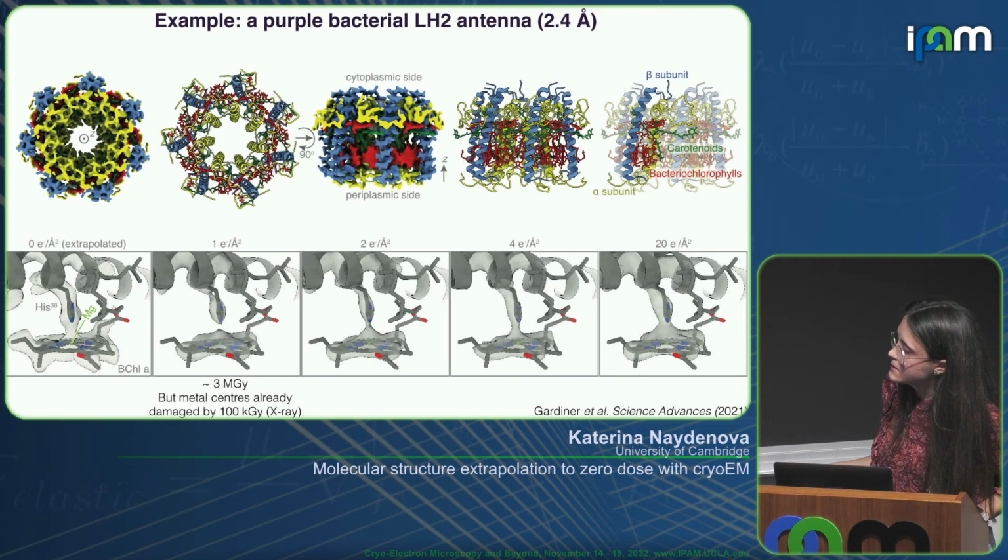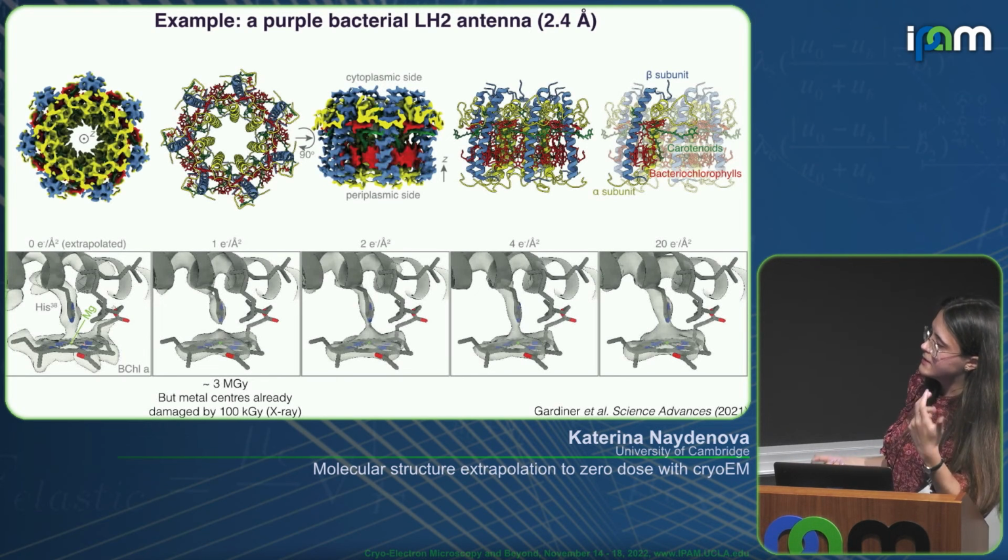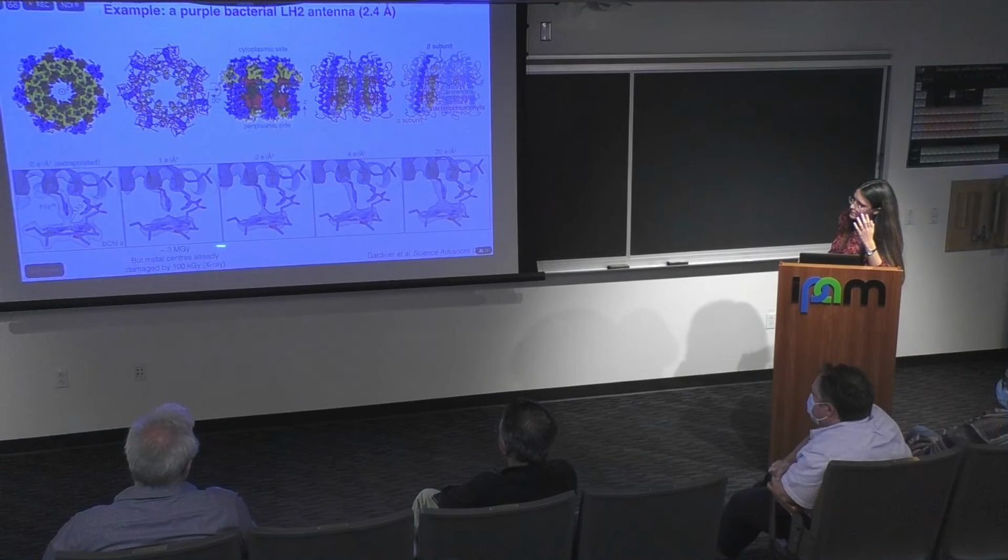And we've been able to extrapolate the map to the zero-dose fluence. However, this again highlights the limitation of the fluence fractionation of your data to begin with, because the dose in the first frame of our movie is already 1 electron per angstrom square, or in those units, something like 3 megagray. And from X-ray crystallography, we know that these metal centers are already damaged at 100 kilogray. So even in our first frame, this was not faithfully captured. This feature was already damaged, meaning that this extrapolation does not actually show us the undamaged state faithfully.